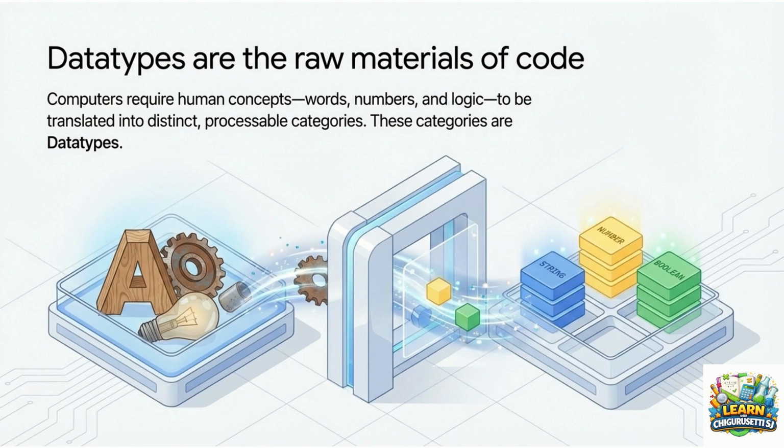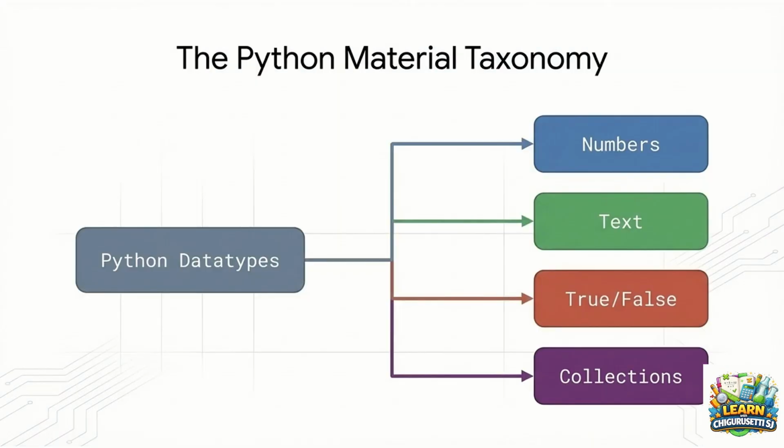Computers require human concepts like words, numbers, and logic to be translated into distinct processable categories. These categories are known as data types. Now we have four categories in Python data types: numbers, text, true or false, and collections. Now we'll focus on only three of them: numbers, text, and true or false. Collections will be discussed later in further parts and episodes.